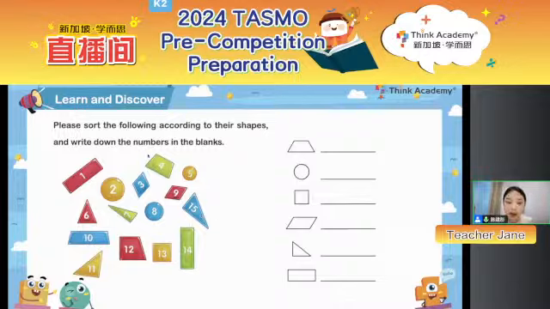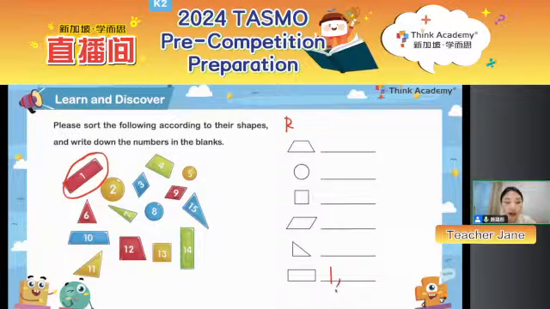For example, everyone can see there are 1, 2, 3, 4, 5, a lot of shapes, right? So we can start from the first shape, the number 1. What shape is it, everyone? You can type the first letter for this shape in the chat box. What shape is it? This is a rectangle, right? So we can just put it here. It means the first one is a rectangle.